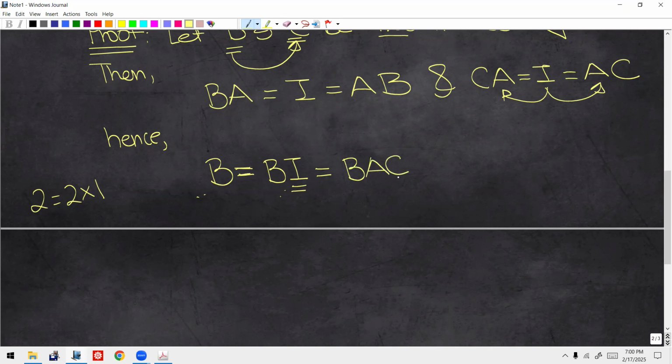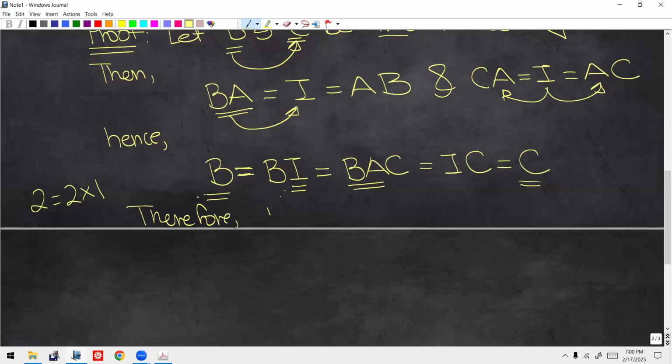Okay. But wait a minute, what is BA? BA is right here. BA is also equal to I. So I can replace that BA with I. So I get IC. And what did we just say? When you multiply a matrix by an identity, you just get that matrix back. So we get C. So what did we just show? B is equal to C. And so therefore, B is equal to C.